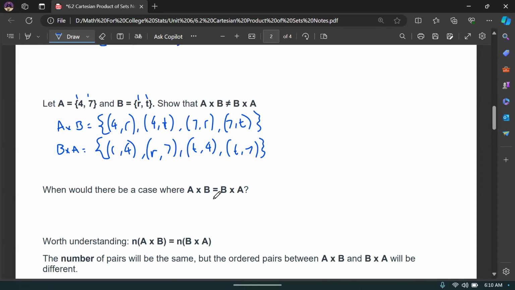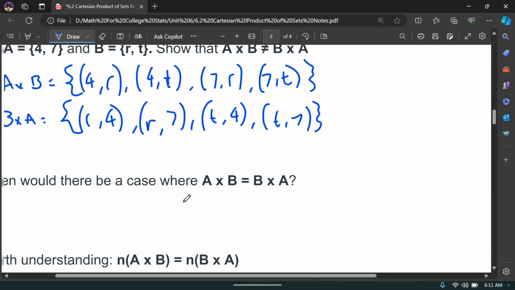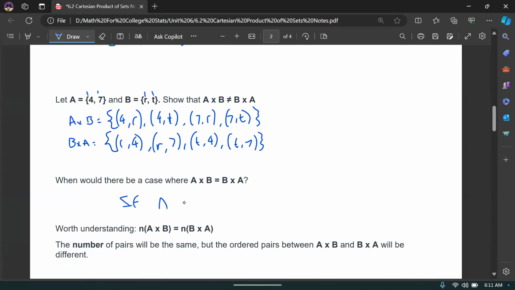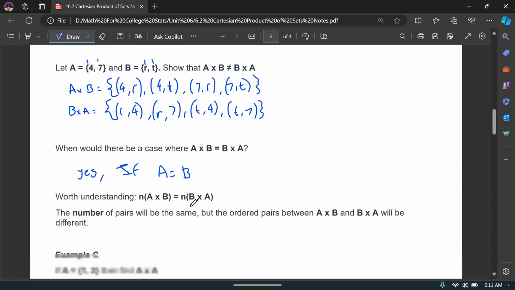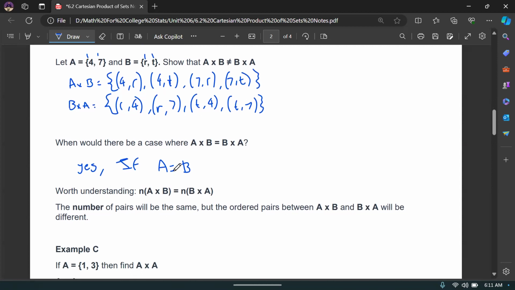All right, so the answer there is yes. There is. Hopefully you've thought of it. This would be if A is equal to B. This would be the case. So like if I did {4, 7} times another {4, 7}, right? If those two sets were identical, if A was the exact same set as B, then this would be true. So yeah, you can have it, but obviously only under really certain circumstances.